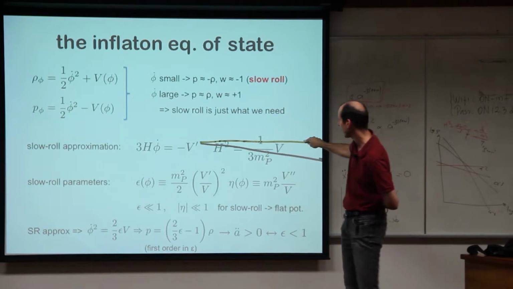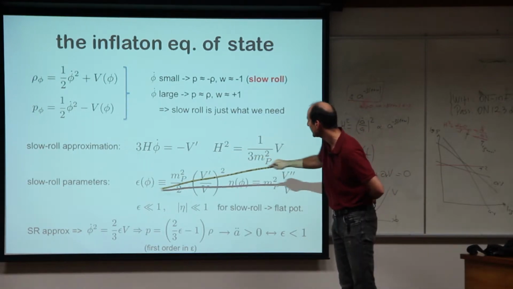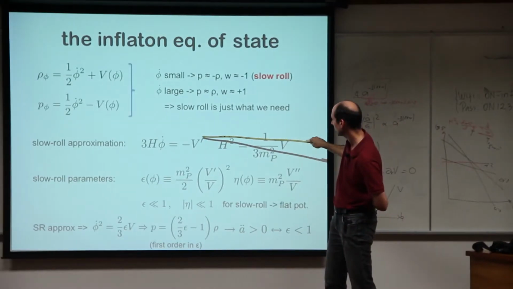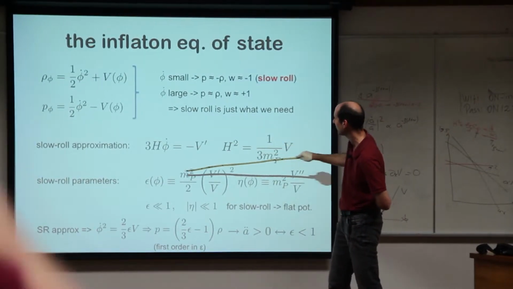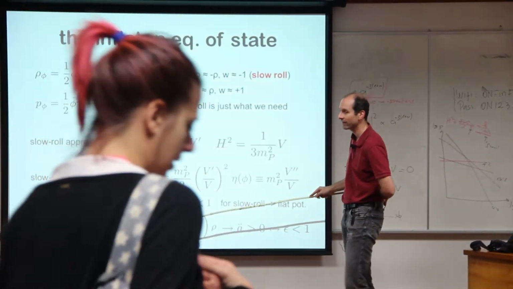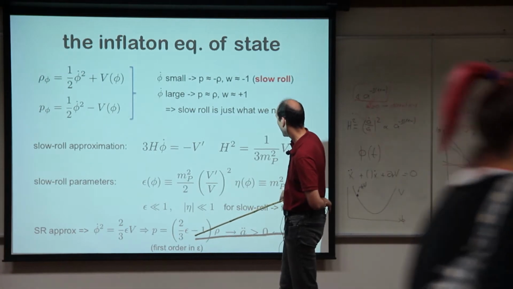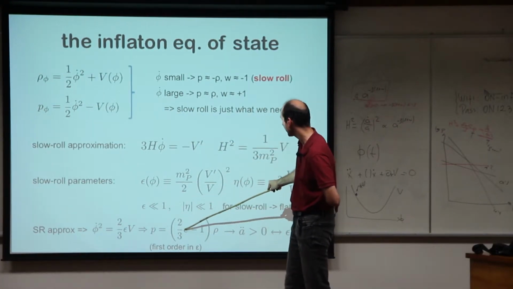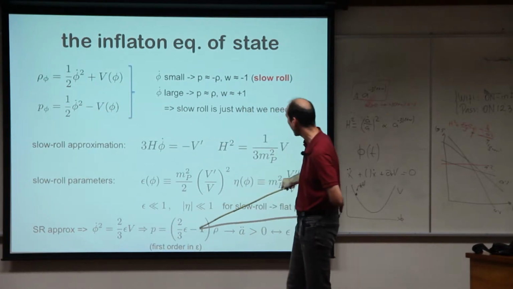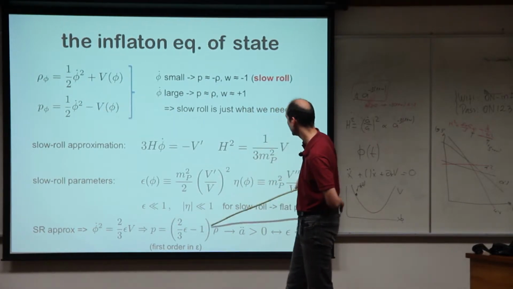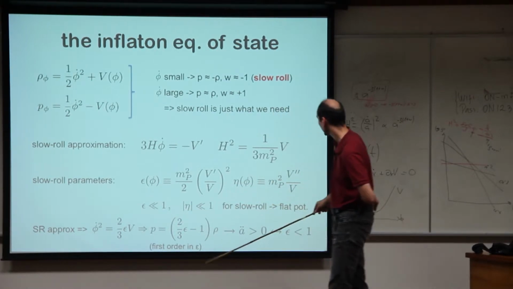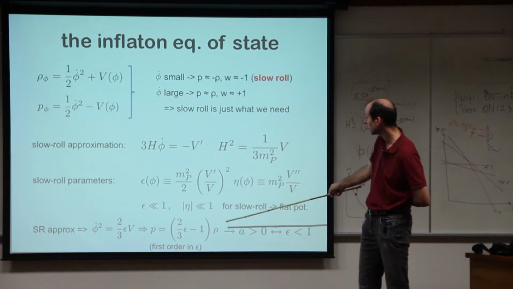Now the phi dot squared goes like the v prime, and then this I can write, so the phi dot squared goes like v prime squared, and using this parameter I can write it as epsilon times v. Then I insert that into the p, and so I have 2/3 epsilon from the phi dot squared minus 1 times v, and that gives me then the equation of state.